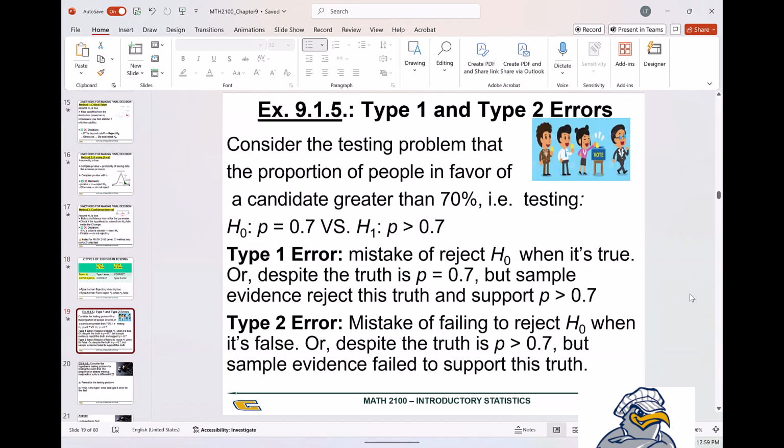Which means that, in words, despite the truth that P equals 0.7, the sample rejects the truth, right? And again, the type 2 error here, you can also specify clearly in words: you mistakenly fail to reject H naught when it is false. So despite the truth that P is greater than 0.7, the sample evidence fails to support this truth.